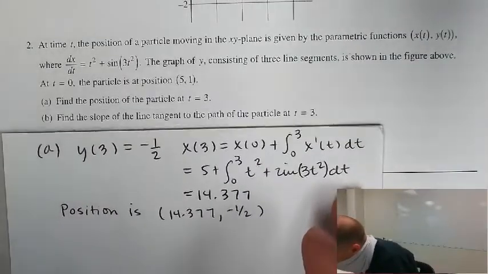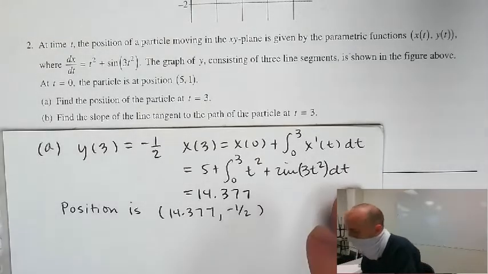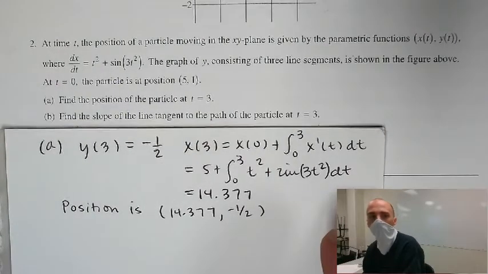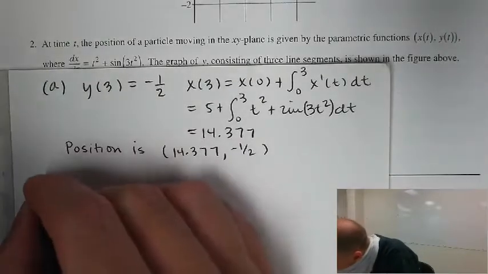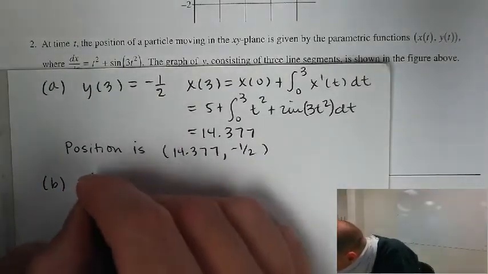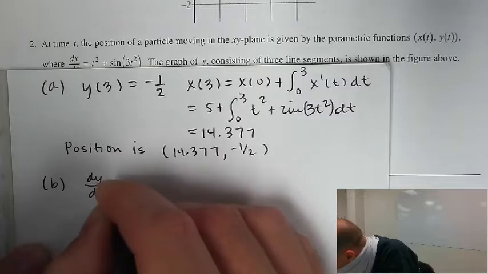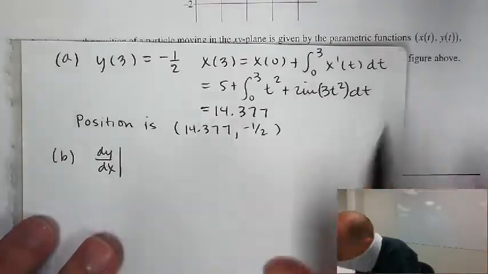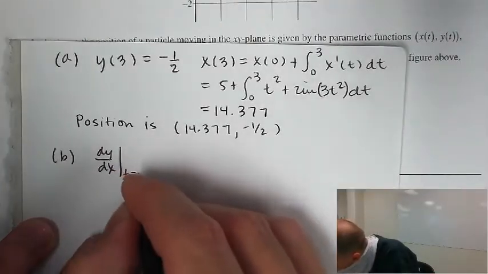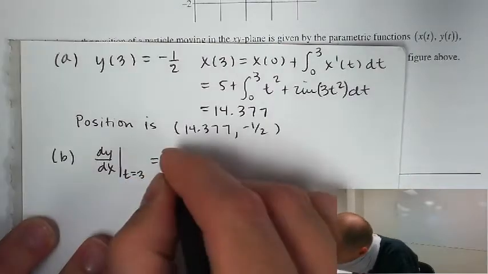Let's see, what's the second part? Find the slope of the line tangent to the path of the particle at t equals 3. Okay, that's another one we're going to be able to deal with. For part B, we know that dy dx at the point where t equals 3 is going to be y prime of 3 divided by x prime of 3.